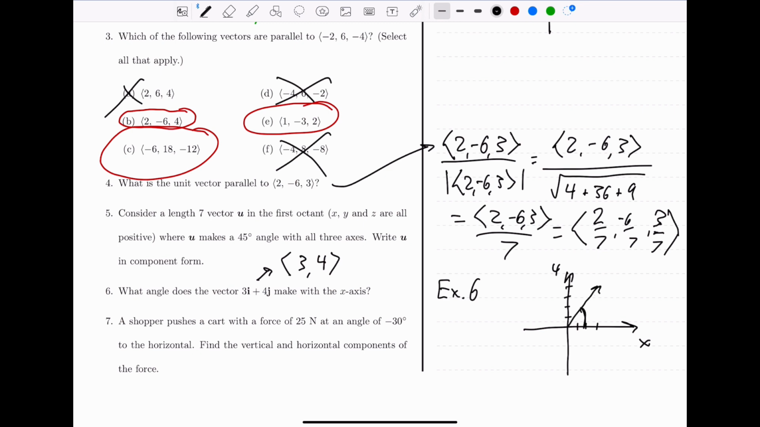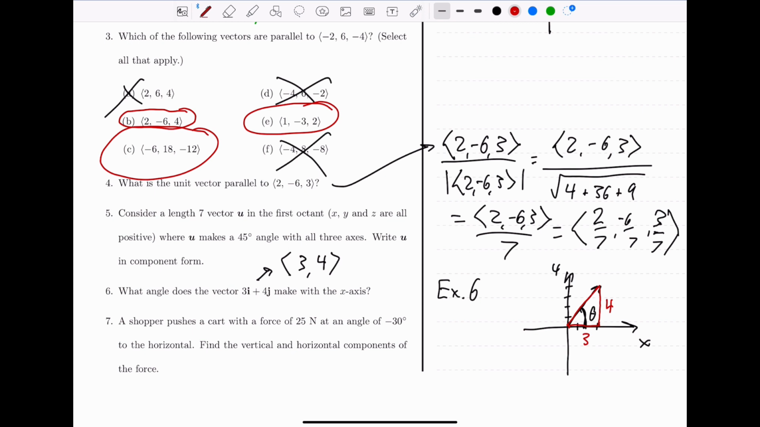What angle, theta, does this vector make with the x-axis? How do we figure this out? The way to do this is to think of this as a triangle. We have a hypotenuse and a right triangle here, and the x distance is 3 and the vertical distance is 4. So I could find, for instance, the hypotenuse. We have a 3, 4, 5 triangle. The magnitude of this vector would be 5. But I'm not interested in the magnitude.